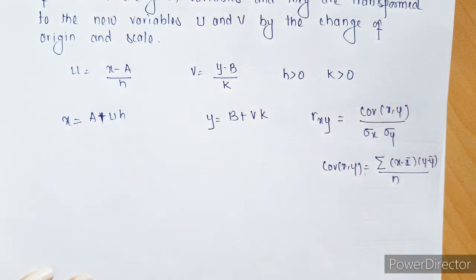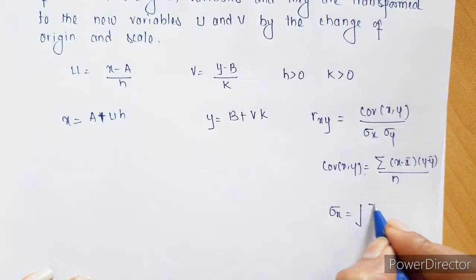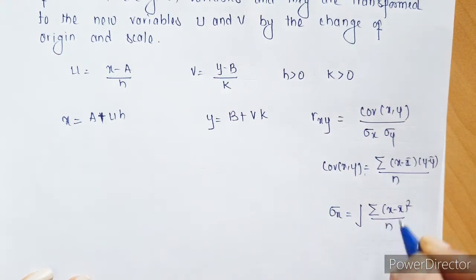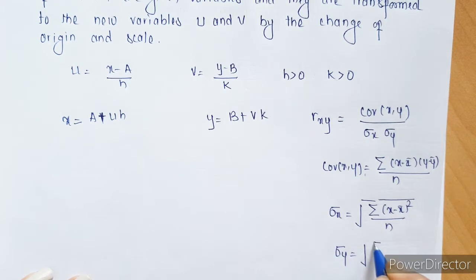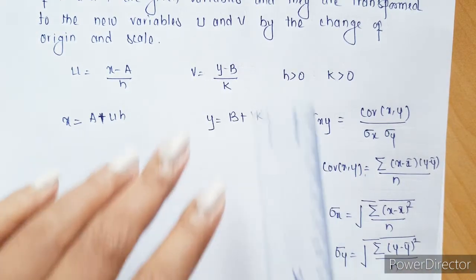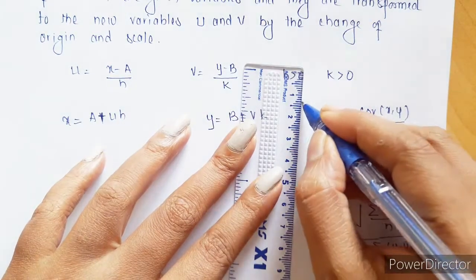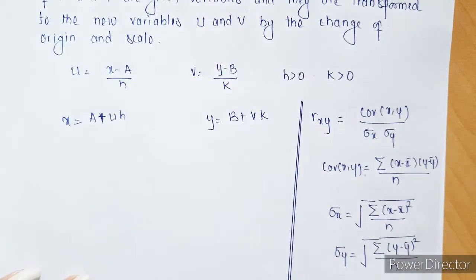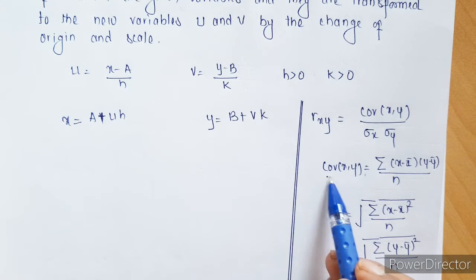upon the total number of observations. Standard deviation of variable x is the square root of the summation of squares of deviations upon the total number of observations. Similarly, standard deviation of y is the square root of the summation of squares of deviations upon the total number of observations. So what we have to prove is that the correlation coefficient of variables xy is the same as the correlation coefficient of variables uv. Now let's start with covariance of xy.